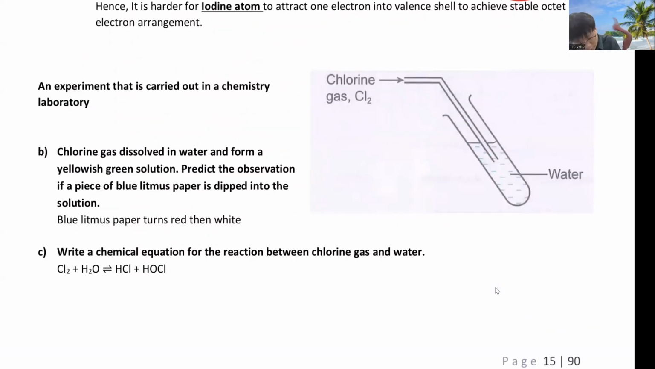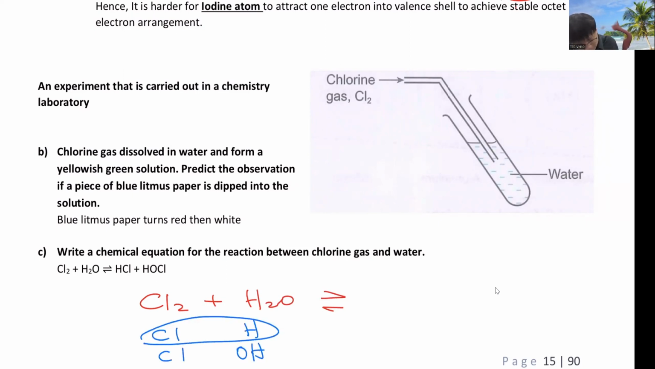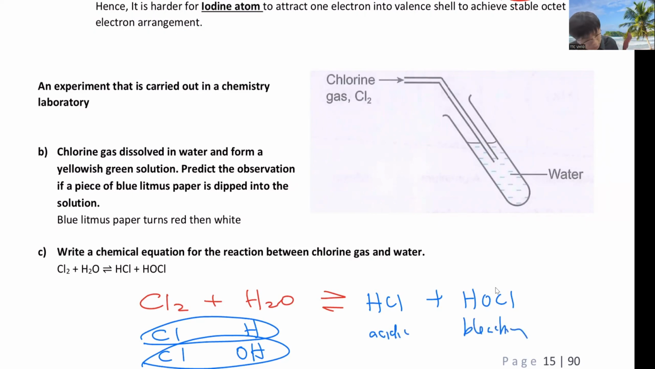Chlorine plus water. So you write down first Cl2 plus H2O, reversible. So 2Cl, water is H and OH. The first product is HCl. The second is HOCl. So this is acidic. This is bleach. So your blue newspaper turns red because of the acid, then turns white because of the bleaching agent.